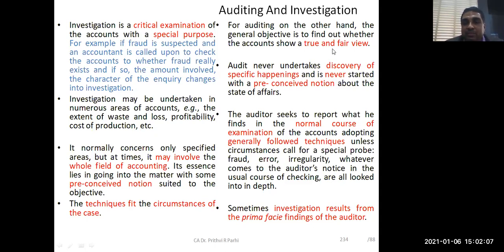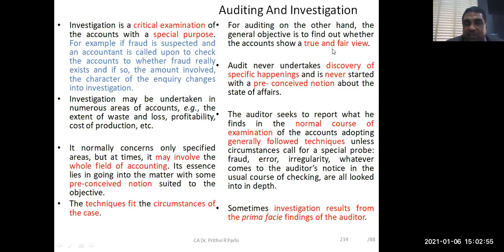Many times, the investigation results from prima facie findings of the audit. When the auditor applies a normal procedure, he may collect certain evidence, which may lead to an investigation. Let us say the auditor is applying a normal audit procedure called vouching. Just vouching the transactions, he finds something wrong, or there is a particular purchase or transaction where there is no support. Management could not produce any support. This situation may lead to an investigation. Findings of an audit may result in some kind of investigation.